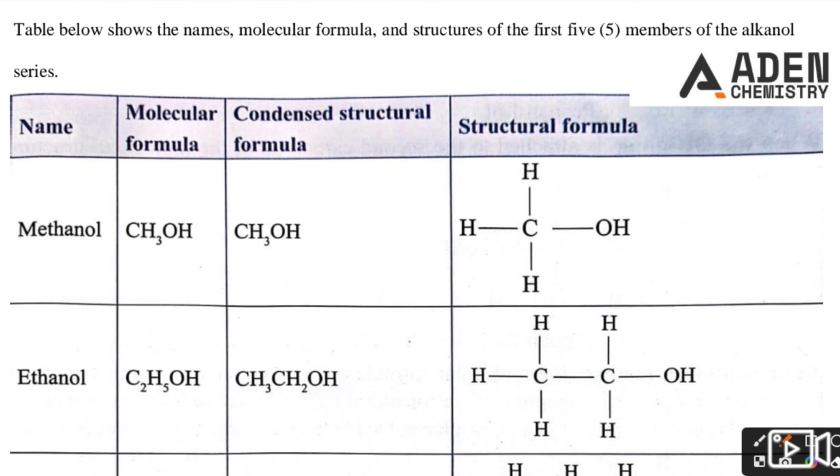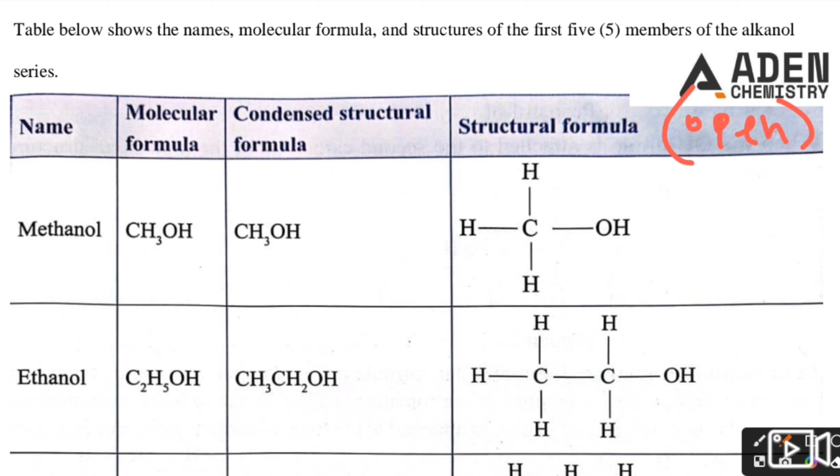So next we are told the table below shows the names, the molecular formula, and the structures of the first 5 members of the alkanol series. So here we have the names, here we have the molecular formula, the condensed structural formula, and also the structural formula, that's the open structural formula for the alkanol series. So let's start with the names. The first member is called methanol, and the molecular formula will be CH3OH.